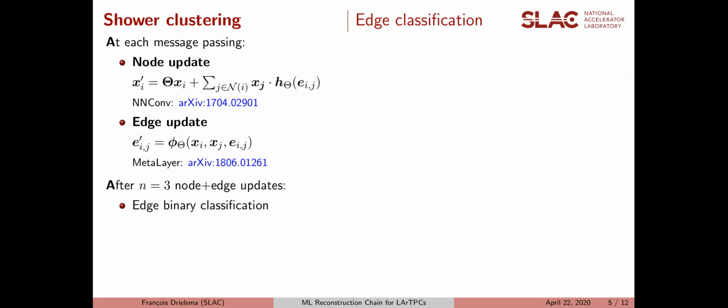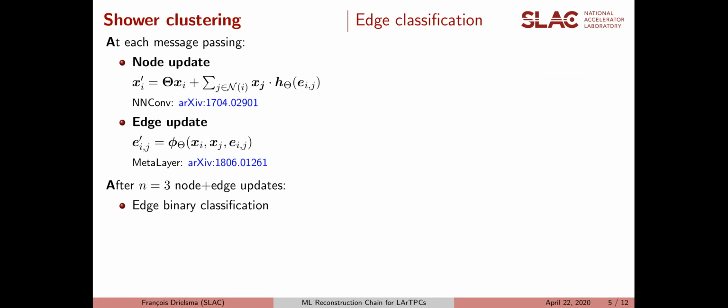Then what we do is message passing. So we start with the node and edge features that I just described, and then we want to update these node features and edge features. There are many ways to do this, and the way that we have gone with, because we've optimized and showed that this was the best way to do it, is to use this NNConv layer for node update and to use this MetaLayer for edge update. So I invite you to check out these papers for more detail. And we do this edge and node updating 3 times.